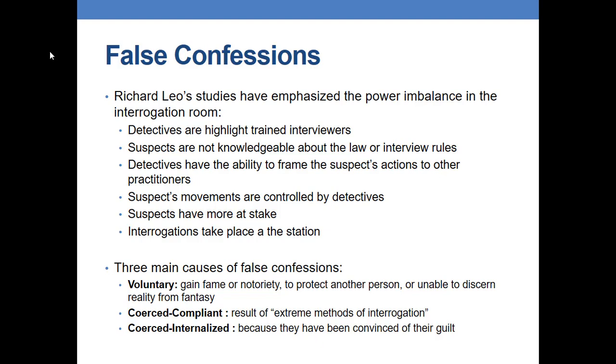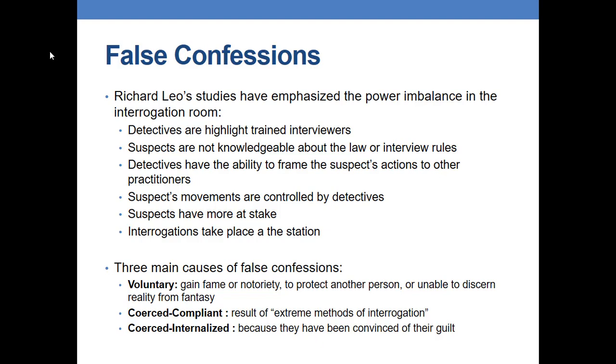deception during questioning. Career criminals and streetwise offenders, especially those who are part of a criminal network, may be exceptions to this assumption. Third, detectives have the ability to frame the suspect's actions to other criminal justice practitioners. In other words, they can put in a good word with the prosecutor, for example. Fourth, suspects' movements are controlled by detectives. The suspect must ask a detective to use the bathroom, to eat, to drink, to take a break.